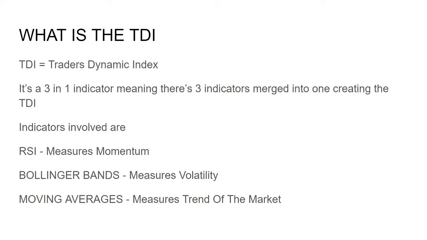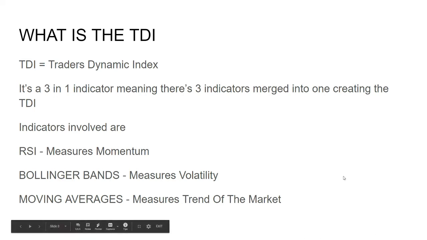To be trading this, we're going to be using a thing called the TDI. So what is the TDI? The TDI stands for Traders Dynamic Index. It's a 3-in-1 indicator, meaning there's three indicators merged into one, creating just one complete TDI. The indicators involved are the RSI, Bollinger Bands, and moving averages. And right here you can tell what they measure.